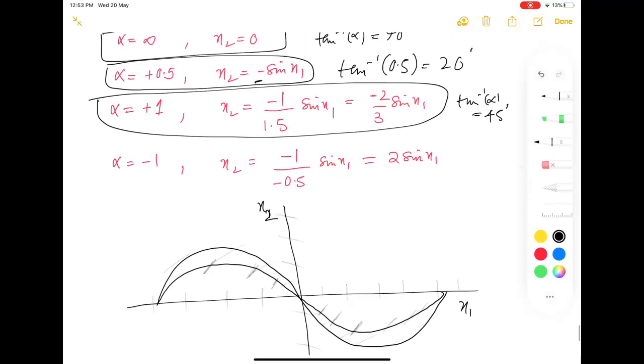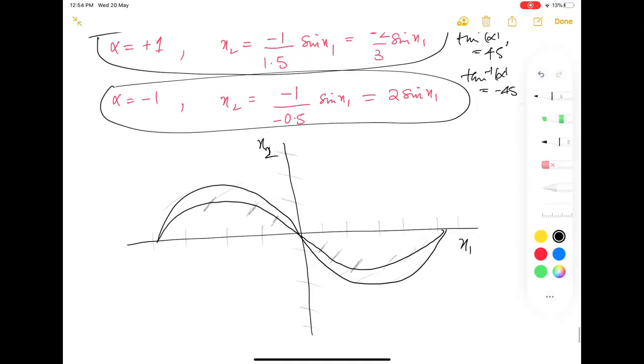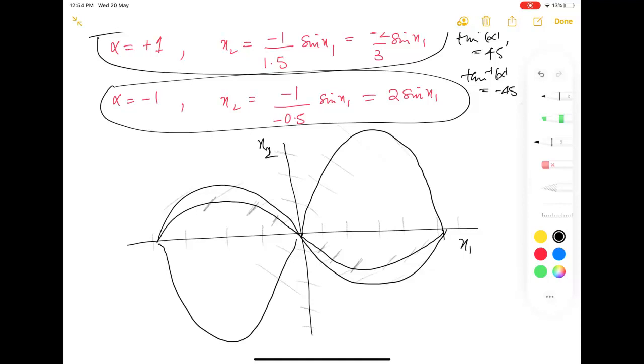And then the last line is twice sine x1. And for this, you have an angle of tan inverse alpha, which is minus 45 degrees. It's a twice amplitude sinusoidal curve, means it's going to be something like this, right? And the angle is minus 45 degrees. So the angle is minus 45 degrees, like this. So this is just an approximate diagram.